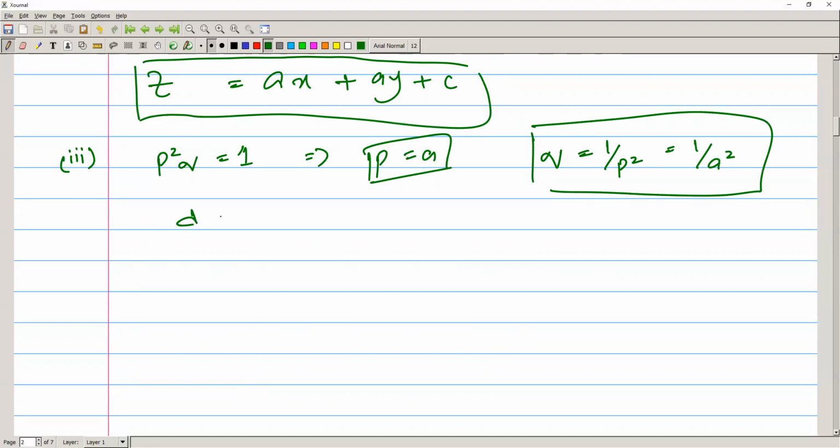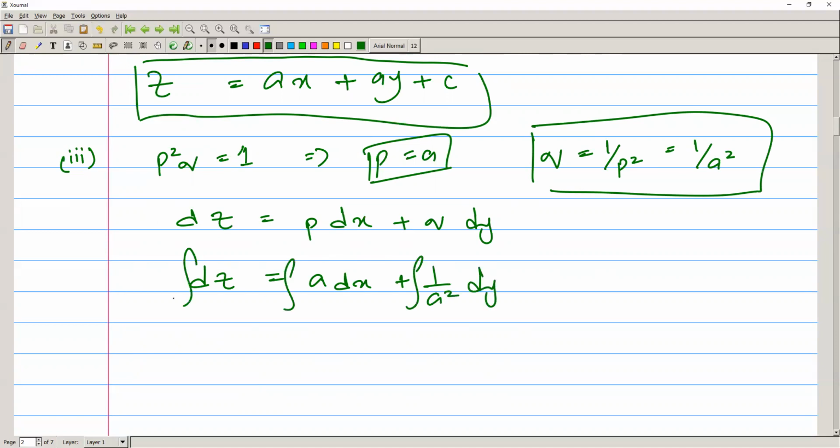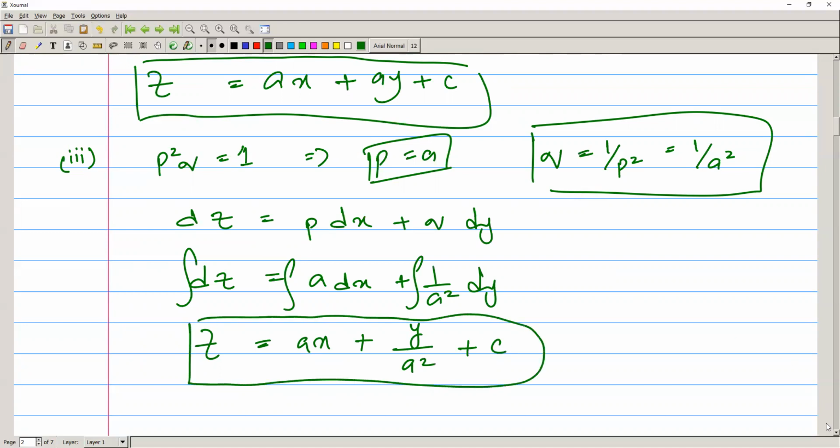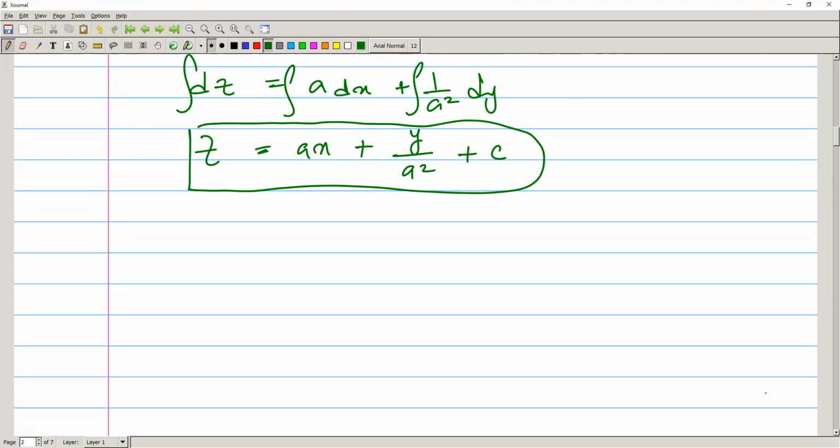So now it's easy. We'll write the auxiliary equation because we found p and q. So we can just insert these values here, a dx plus 1 over a squared dy. And now we can integrate these. So we will get z is equals to ax plus y over a squared plus c. So this is the answer for this question. So now you guys can see how easy these problems are, how easy solutions are. So now this type one is almost clear to you guys.